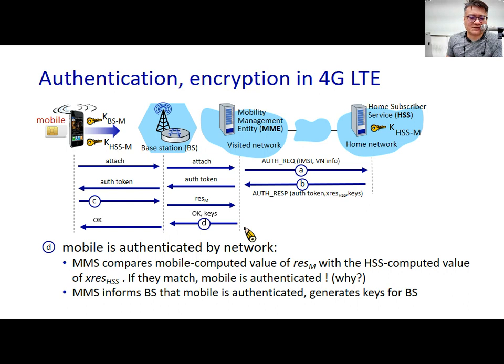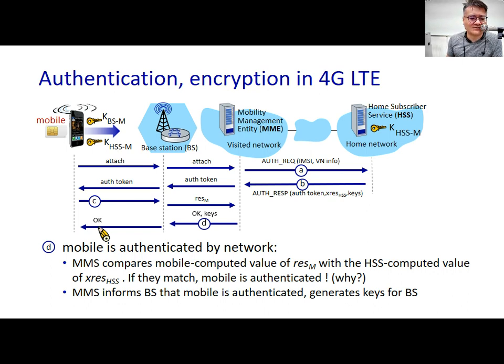At this moment, the MME confirms the response of the mobile and then sends OK, the key is correct, to the mobile. The mobile is authenticated by the network because the MME is also authorized by the HSS to confirm the response from the mobile. In step D, the OK goes to the mobile. The mobile at this moment is authenticated by the network.